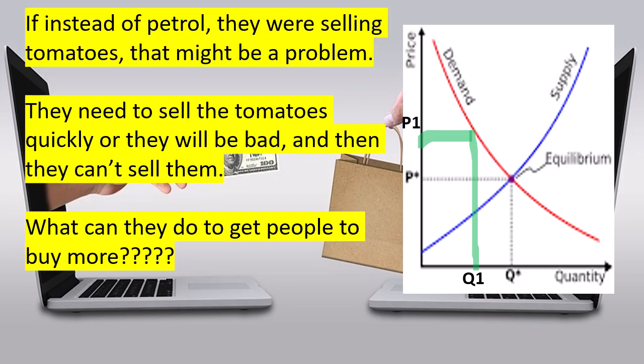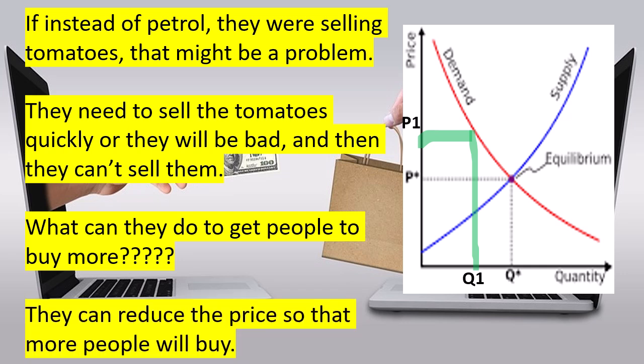If instead of petrol they were selling tomatoes, that might be a problem. They need to sell the tomatoes quickly, or they will go bad, and then they can't sell them. What can they do to get people to buy more? They can reduce the price so that people will buy more.